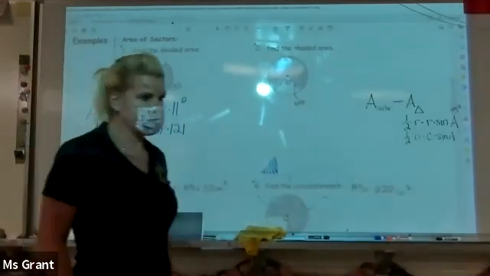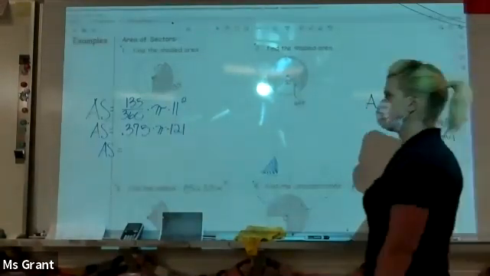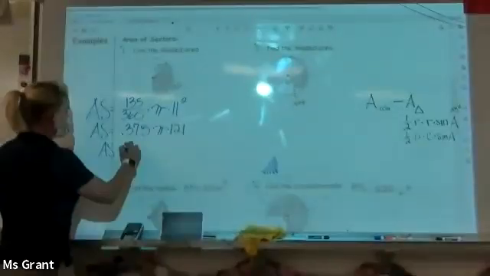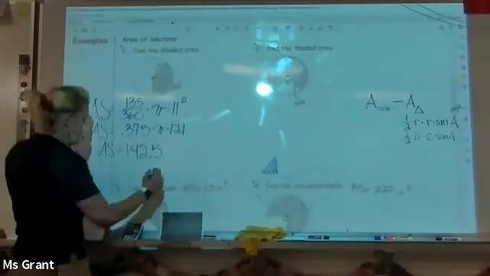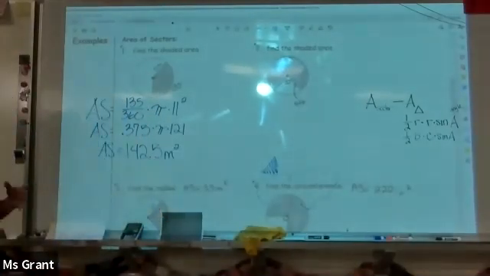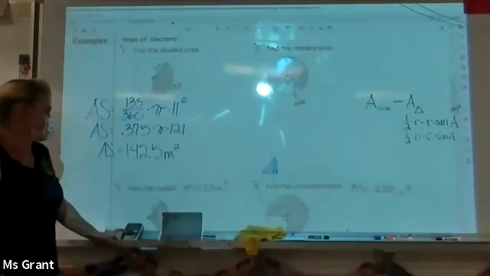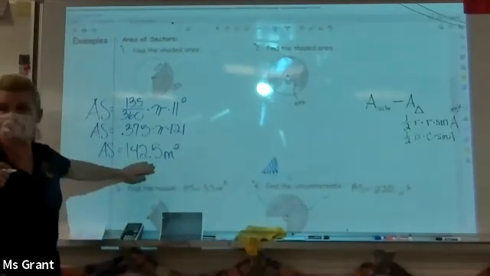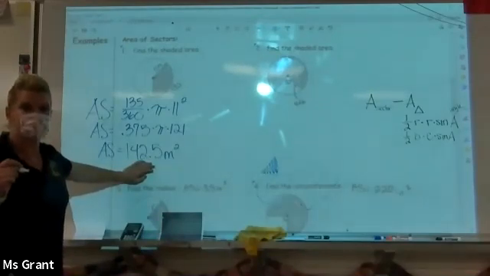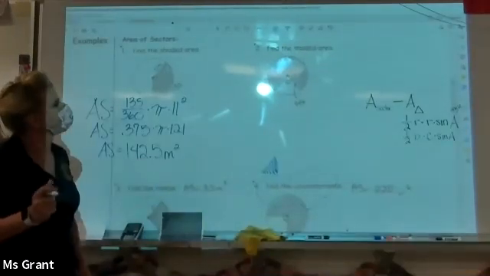Okay. Someone tell me, what is it? I got 142.5. That is correct. 142.5 meters, 11 meters squared. I found area of something, it has a squared notation because it's two-dimensional. Okay, all your calculators got this. You all achieved this?